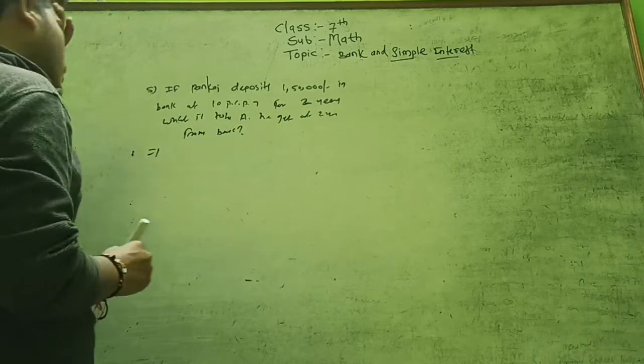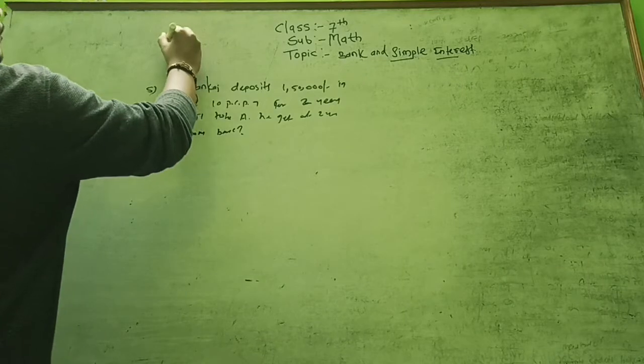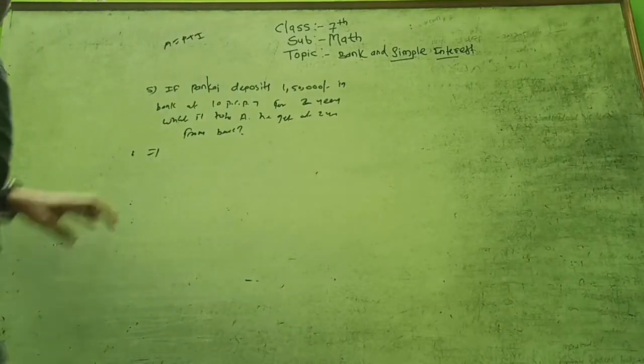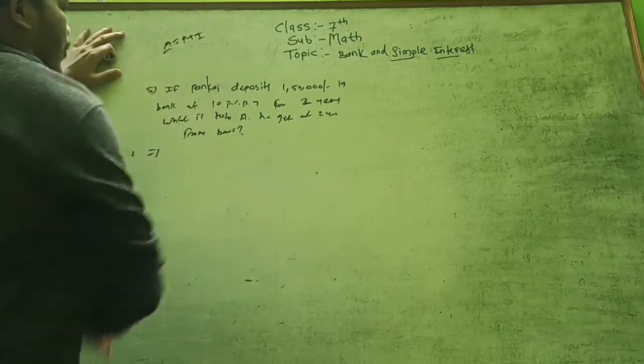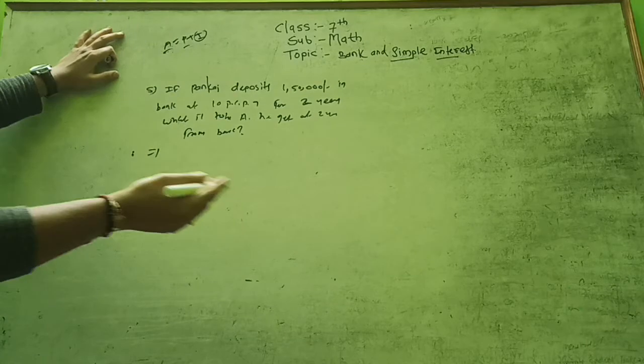This is also a simple problem. We just have to find out the total amount. What is the total amount? The total amount is nothing but the principal plus interest. Here we have to find out the amount. The principal is given, so we just have to find out the interest by using our simple formula.